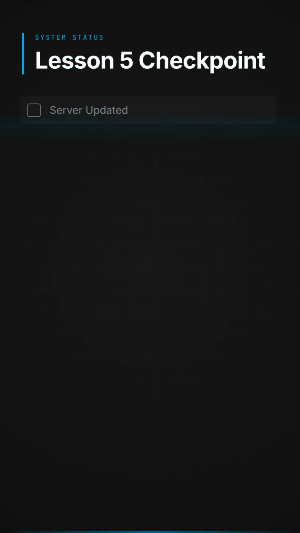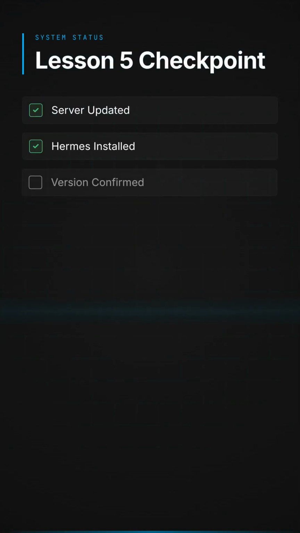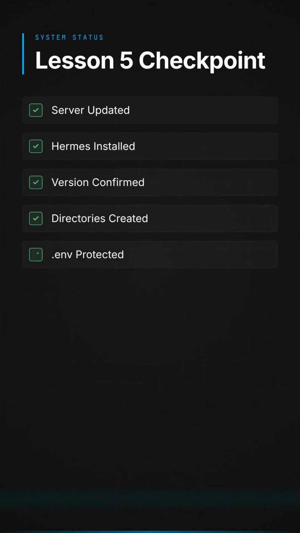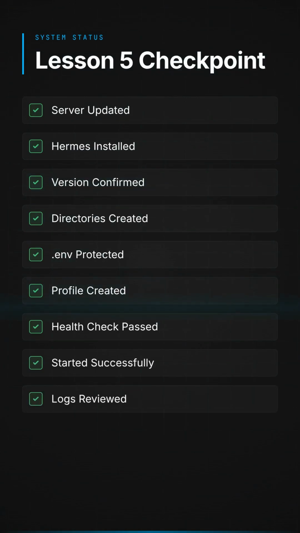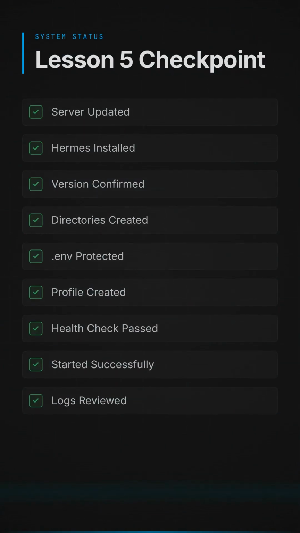Before you finish lesson 5, perform one final security review. Verify your .env file is restricted, ensure you aren't running as root, and confirm your model limits are set. We build secure by default, not as an afterthought. Take a moment to verify every item on this list. If your server is running and your logs are clear, you have completed the foundation of your first agentic system. You have graduated from infrastructure to operations.